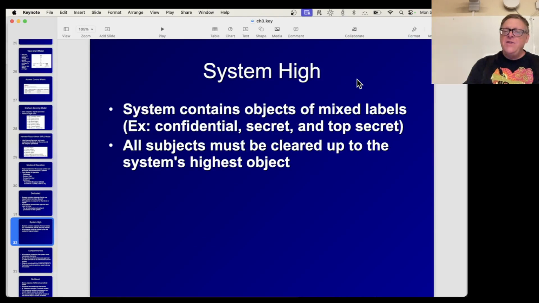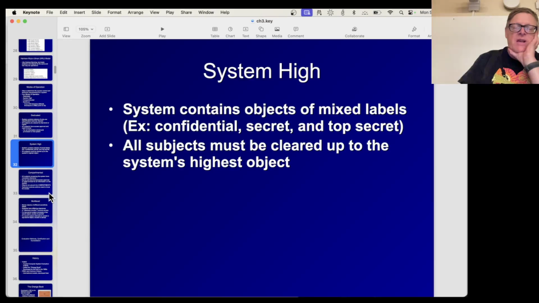System high is where the system contains objects of mixed labels, but any person using it has to be cleared up to the highest object. So that would be a way to make it a little less confusing. So your person cleared up to top secret would have all the data on one machine. They wouldn't need to have separate machines for the lower levels of security.